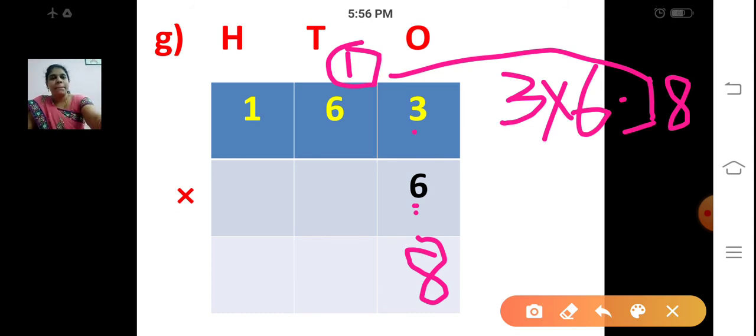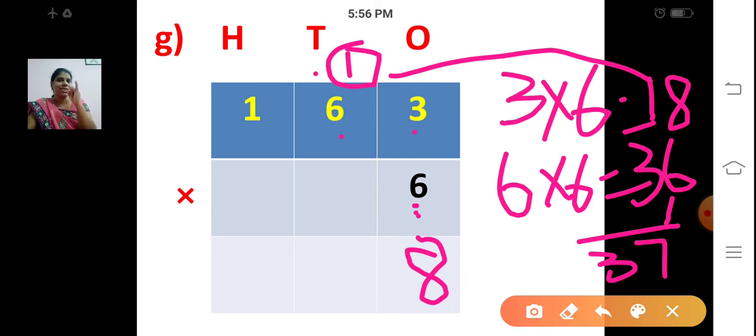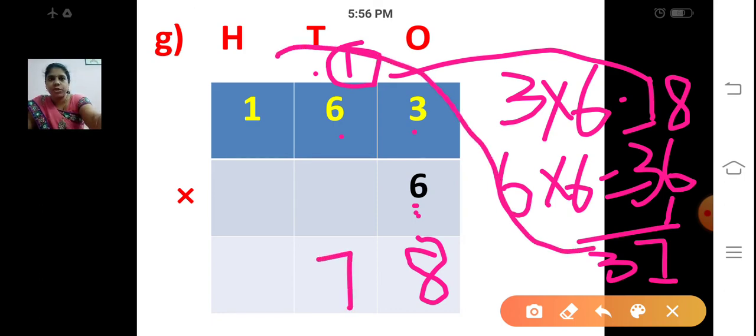Now second step, multiply the digit at the tens place by 6. So, 6 into 6. 6 6s are 36, right? With this 36, add the carried over part 1. 36 plus 1, 37. So, write 7 here. This 7 I am writing below. This 3 will be carried over to the next place. That means the hundreds place. So, 3 will be carried over to the hundreds place.